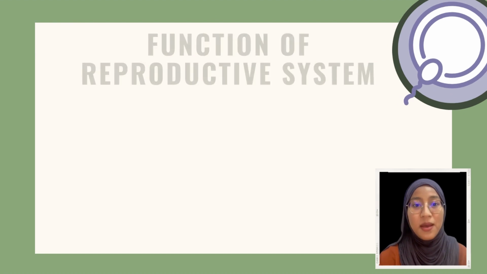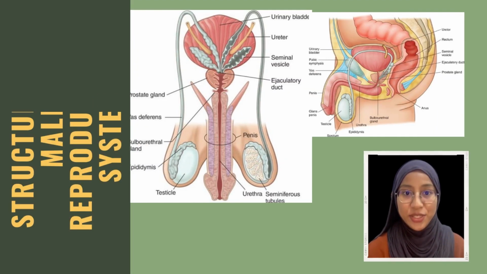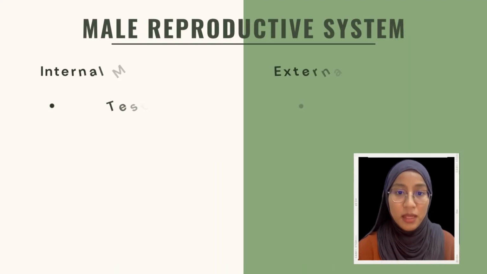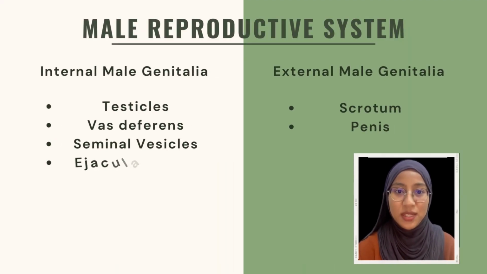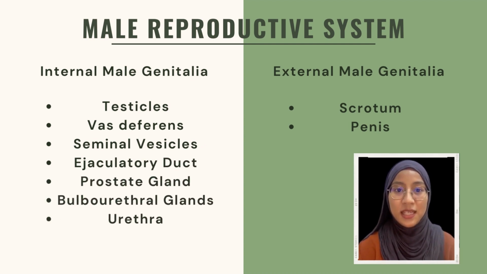Male and female reproductive systems have their own functions. The male reproductive system produces sperm and delivers it into the female body for fertilization, while the female reproductive system is for the creation and support of new life. As you can see, here is the structure of the male reproductive system. It can be divided into internal and external genitalia. The external male genitalia are the scrotum and penis, while the rest are internal male genitalia.